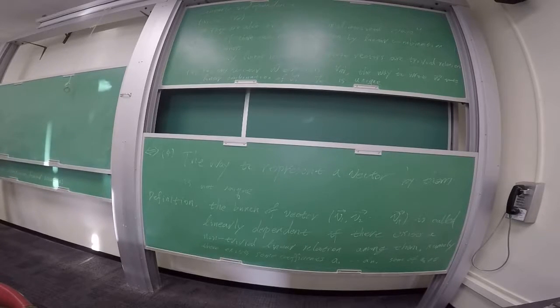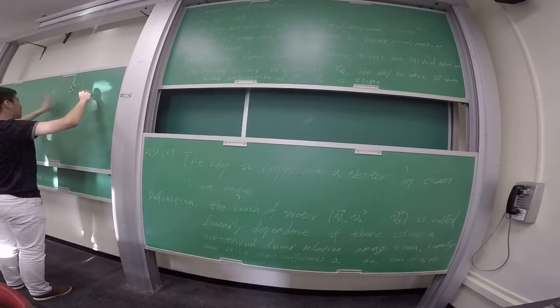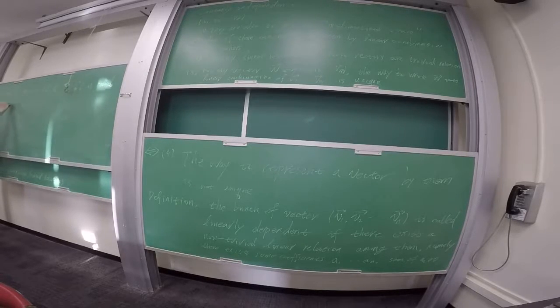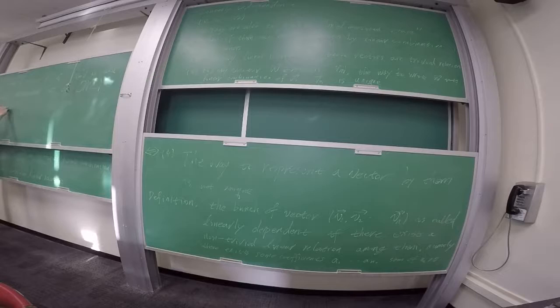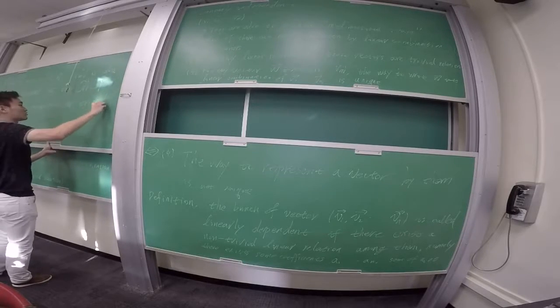Okay. The definition is that a bunch of vectors, which I write as a row matrix of vectors v1, v2 until vn, all lying in a linear space, is called linearly independent if the only linear relation among them is the trivial relation.